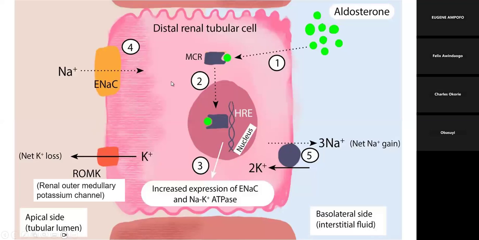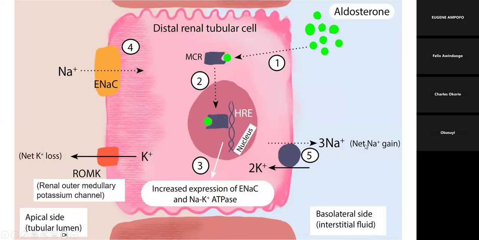So one is the epithelial sodium channels that will be expressed. And then we also have the sodium potassium ATPase channel that is also expressed. Okay. And then it also secretes proteins that prevent these transport channels from being degraded. So apart from increasing the numbers, they are also protected, sort of.